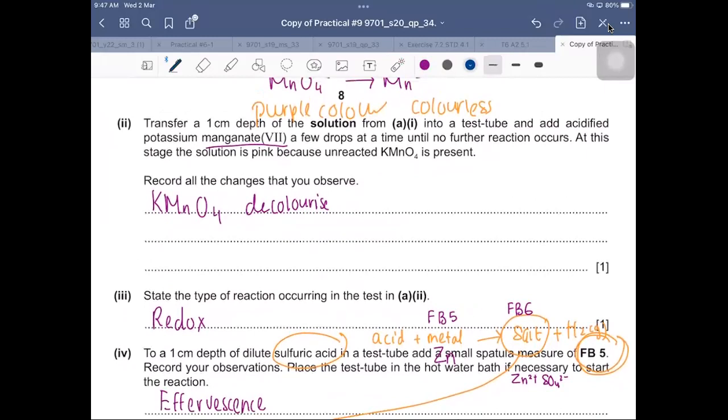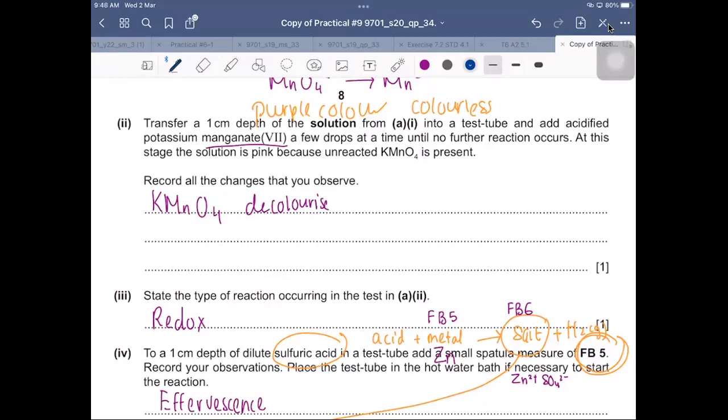Now when you add acid, you are all familiar with acid reactions. Acid reacts with base, you form salt and water, no observation. Acid with metal, you form salt and hydrogen gas. Hydrogen gas is an observation. Another reaction is acid plus carbonate. You should get salt, carbon dioxide, and water. So you can observe carbon dioxide.